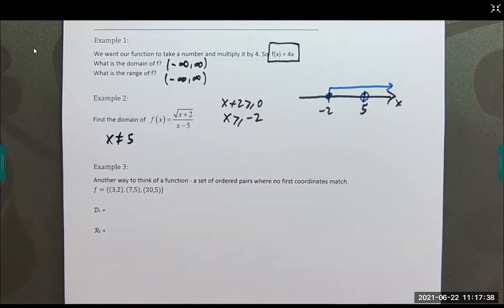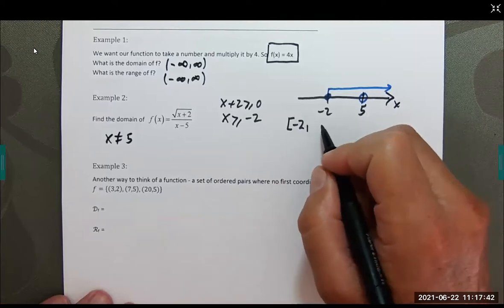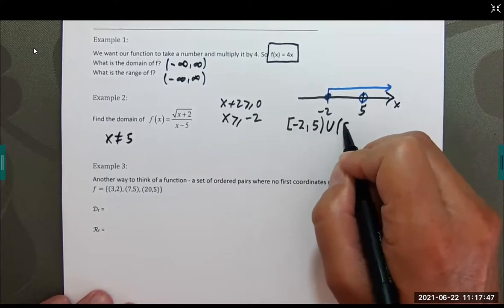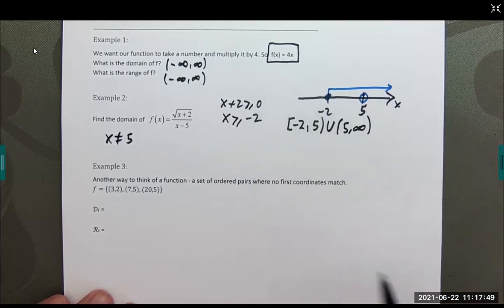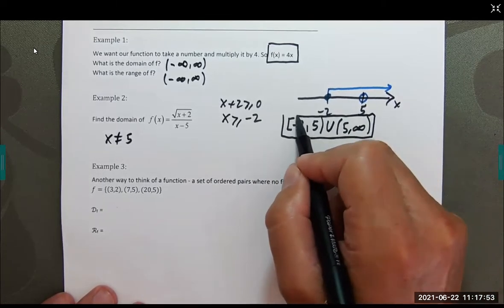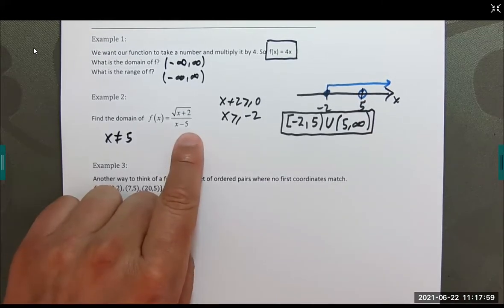So how do we write that in interval notation? It's going to look like this. -2 to 5, and then 5 to infinity. What this is doing is we're saying from -2 and on, we're good, except we got to skip over 5, which is exactly what we would need to do here because we can't divide by 0.